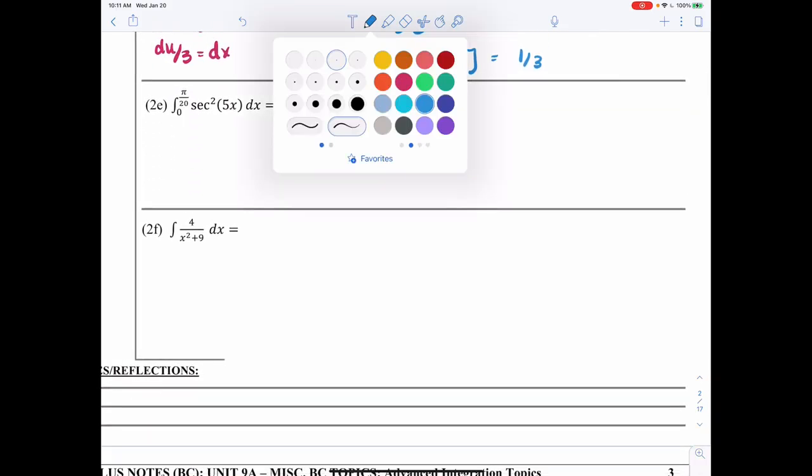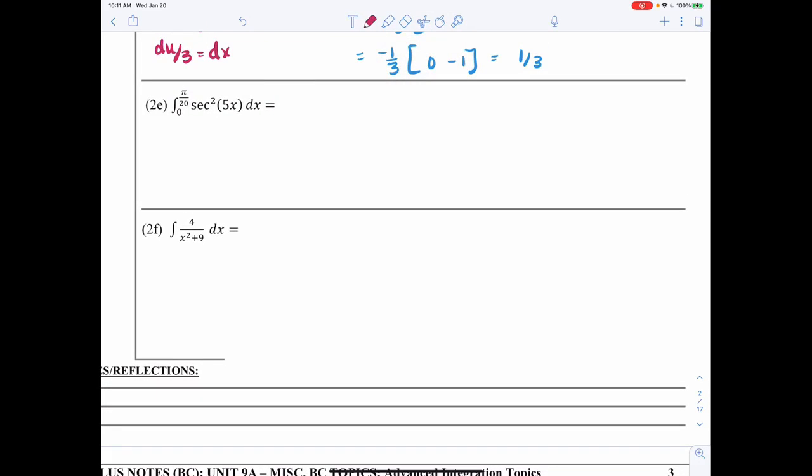2 more to go. Still going to be u sub here, so you need to make sure you're very conscious of u sub situations like this. Let's make u 5x. du is going to be 5dx. Let's get rid of that 5. 1/5 integral secant squared u du. Let's change our bounds. 5 times 0 is 0. 5 times pi over 20 makes our new bound pi over 4.